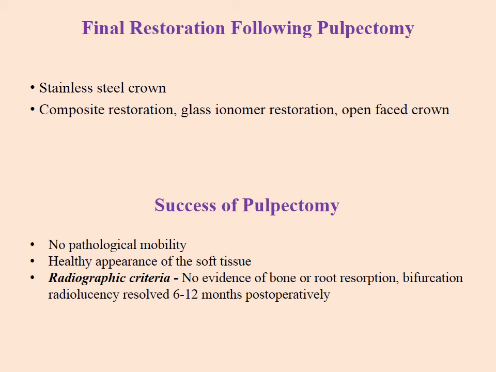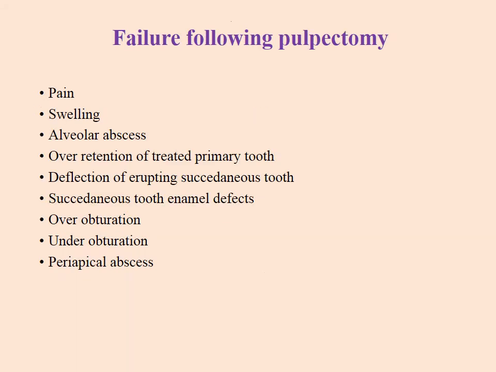The radiographic criteria is no evidence of bone or root resorption, and bifurcation radiolucency which resolves in 6 to 12 months post-operatively. So once you take a radiograph of the tooth after 6 months and after 12 months, and there is no evidence of bone or root resorption, it indicates the success of pulpectomy. Or if there was a radiolucency in the bifurcation area which has resolved with time, it indicates success for the pulpectomy treated tooth.